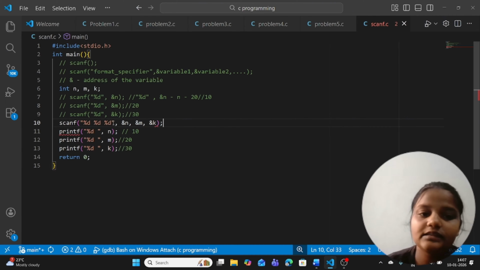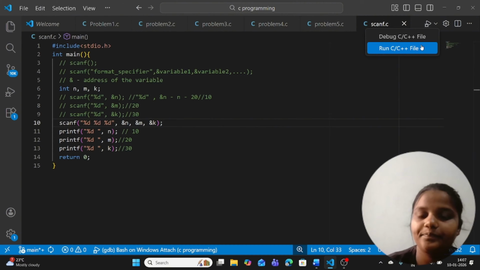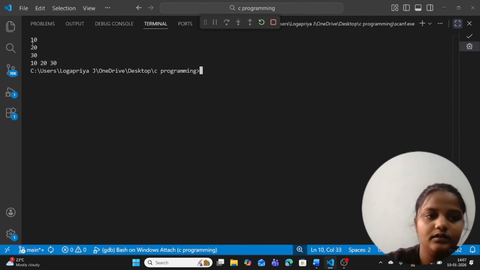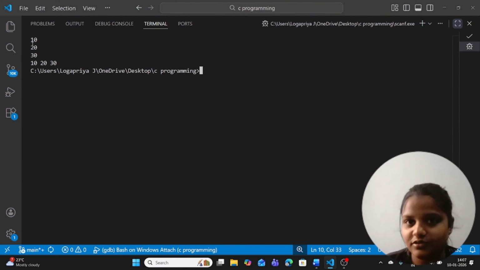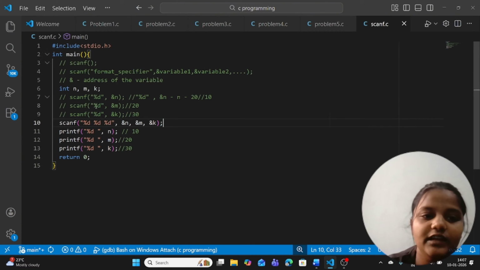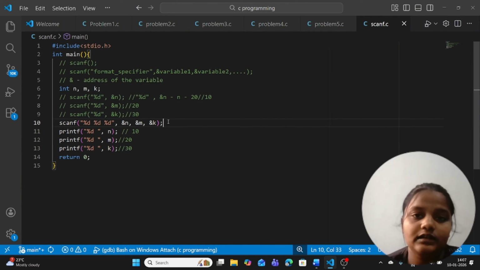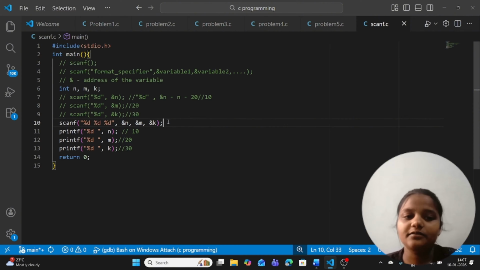We are getting 3 inputs in the same line. 10, 20, 30, right? Same input and output we are getting. We can reduce the lines of writing, so we can code the line like this also for getting more variables as input. Hope you understand this scanf and printf.